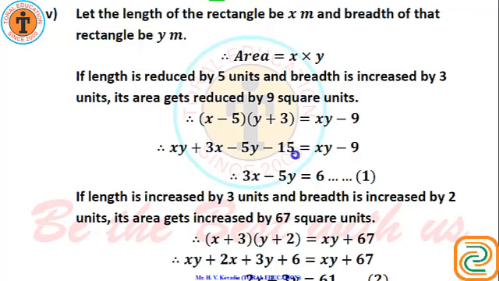Here xy and here xy will cancel out. Both the xy will be cancelled. So we will have 3x minus 5y minus 15, and this minus 15 goes to the other side. It will become plus. So 15 minus 9, that is 6. So we have the first equation: 3x minus 5y equals 6.